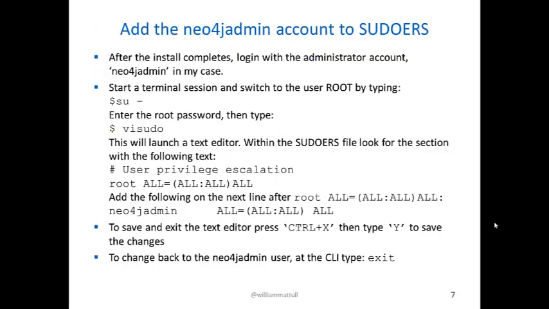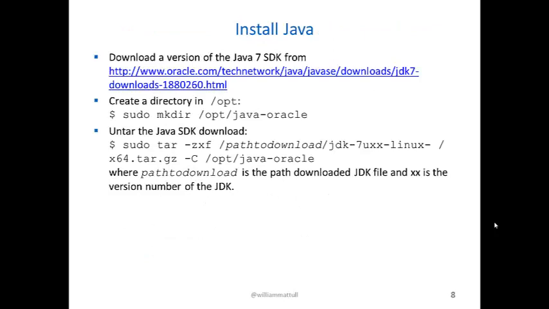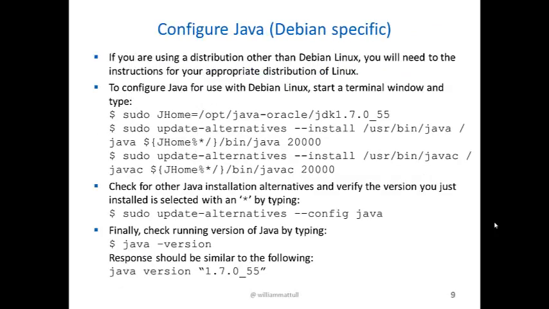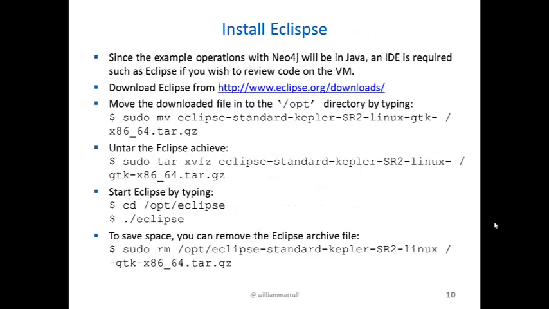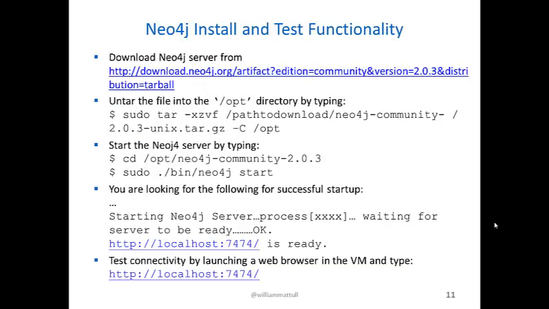So what we'll need to do during the install is add the Neo4j admin user to the sudoers file. You'll need to install Java. And then here's how to configure Java for Debian. If you're not using Debian for this example, you need to follow the particular instructions for your distribution. And you can check what version you're running by running the java -version command and see the output. If you want to view the code examples on your VM, you will also need to install Eclipse.